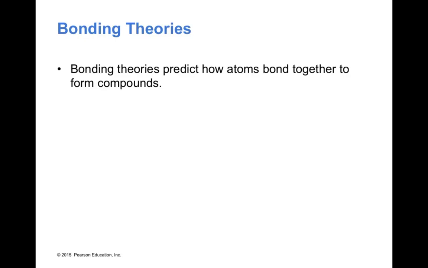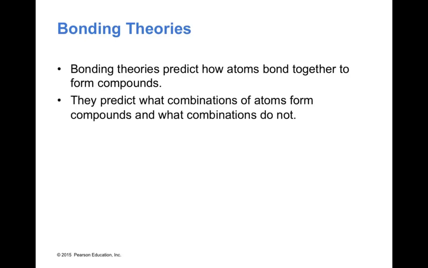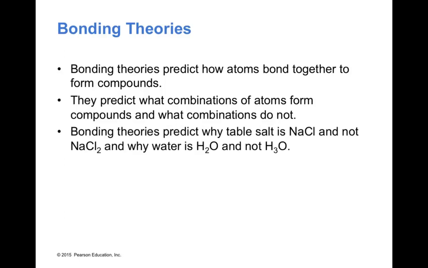Bonding theories predict how atoms bond together to form compounds. They predict what combination of atoms form compounds and what combinations do not. For example, bonding theories predict why table salt is NaCl, sodium chloride, and not NaCl2, and why water is H2O and not H3O. So we're going to learn how to predict those structures and why each of them is represented by NaCl, for example, for table salt, and H2O for water.